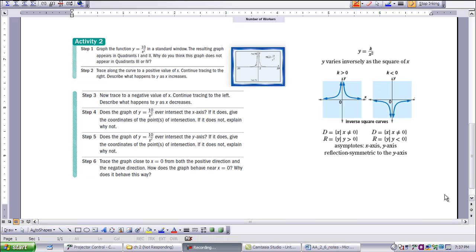In the second half of this lesson, we're going to explore the graph of y equals k over x squared. There's another activity that I'd like you to do that is very similar to the activity that you did at the beginning of this lesson. So please stop the video at this time, do activity 2, and start the video, and we will discuss it when you are finished.